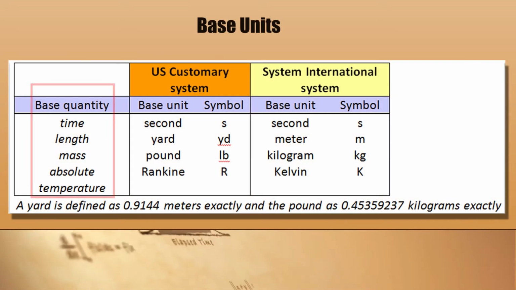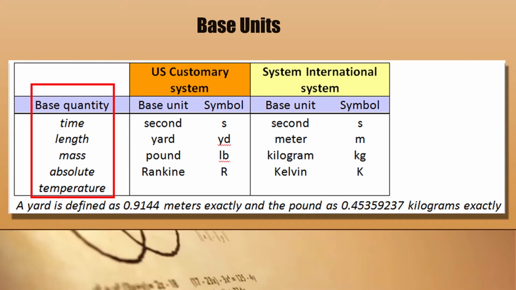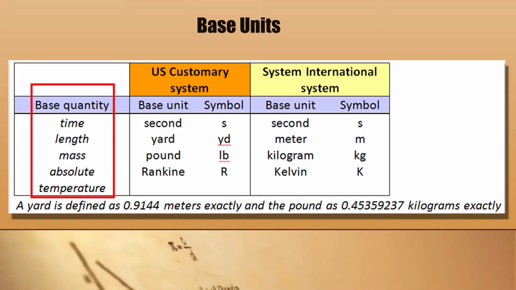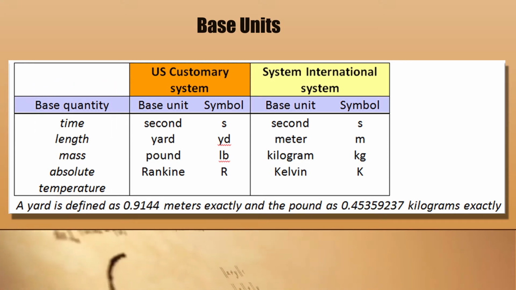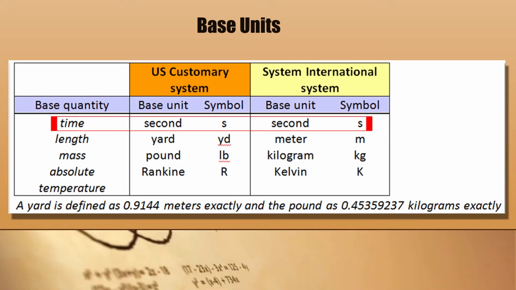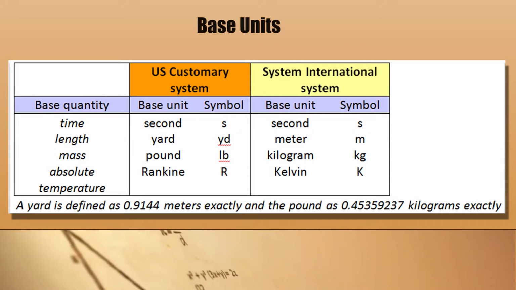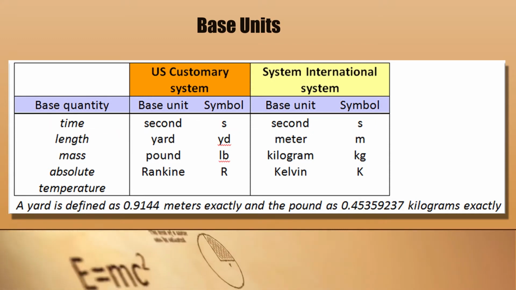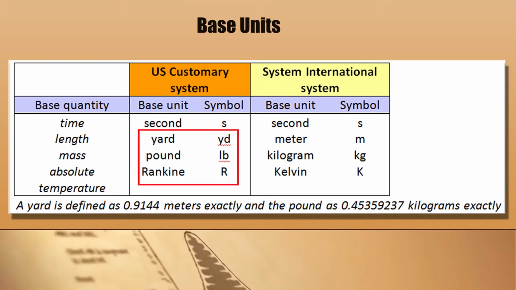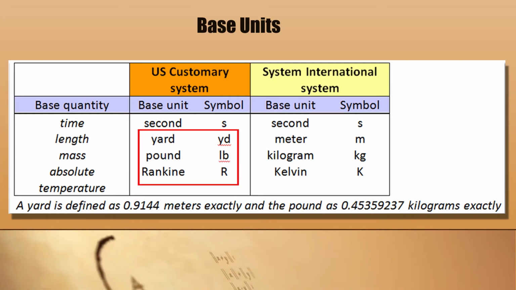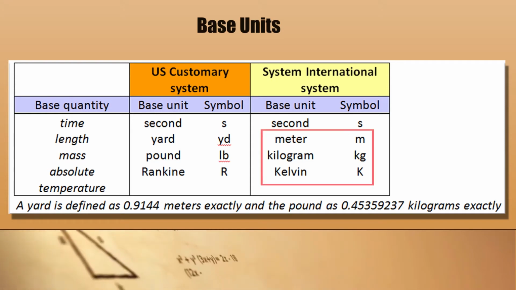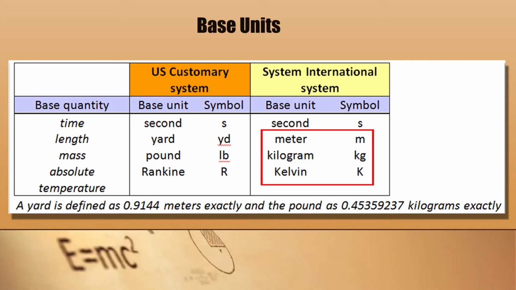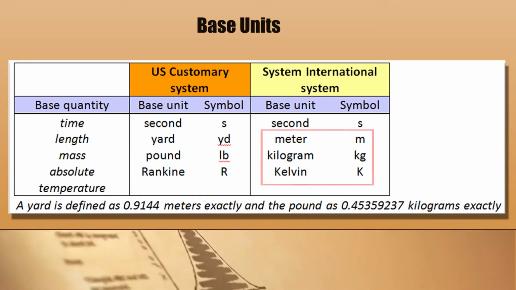The units for time, length, mass, and temperature are the more important ones we use in chemical measurements. Both US and SI systems share the same definition of time, the second. For length, mass, and absolute temperature, the US customary system uses the yard, pound, and Rankine units, whereas the SI system describes these quantities with the meter, kilogram, and the Kelvin, respectively.